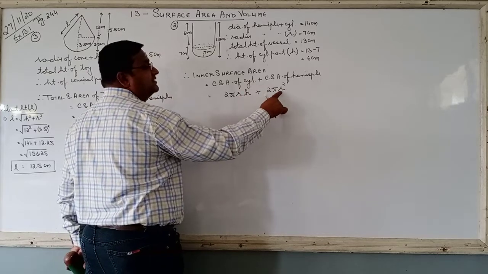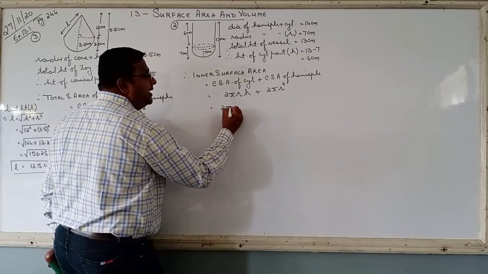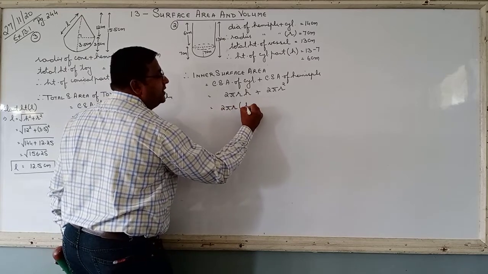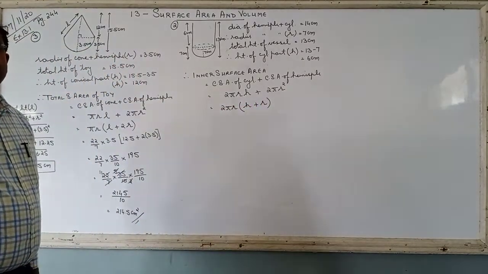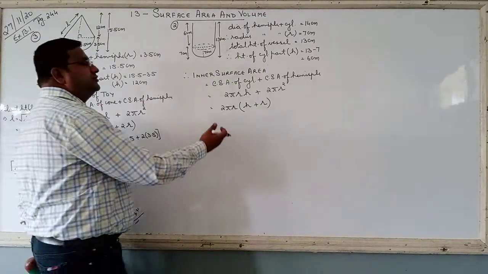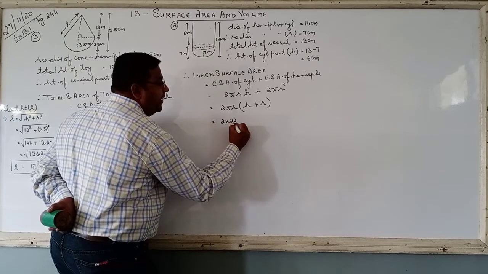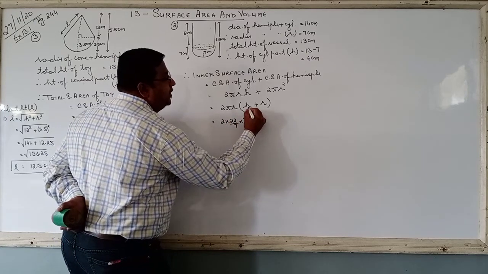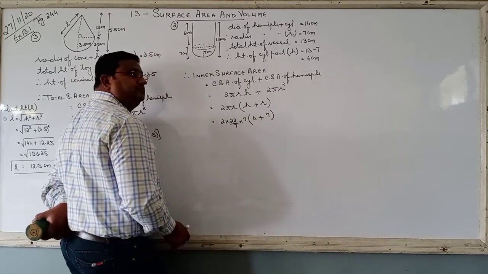Again since the radius is the same, the symbol is the same. Take common 2 pi r. What is left? h plus r. Right? Just substitute the values. Everything is given to you. 2 into pi 22 by 7 into r 7 into h 6 plus r 7.